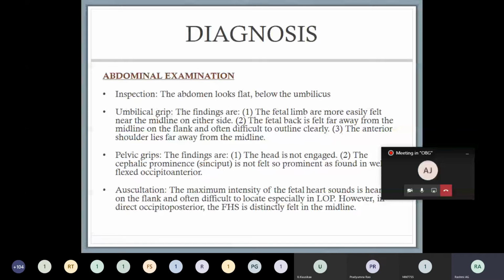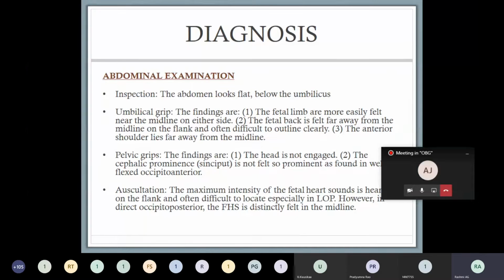So what abdominal examination? When you look at the abdomen of a lady who is at term and in labor, or around the time of term, you see that there is subumbilical flattening. It's very typical: the umbilicus is there and beneath the umbilicus you see a complete flattening. Then you should suspect that this is probably an OP, or occipital posterior position.